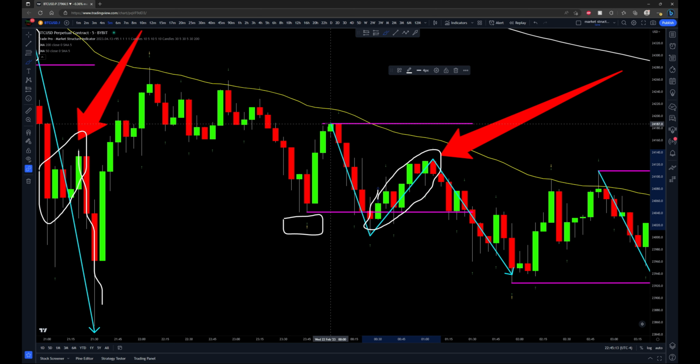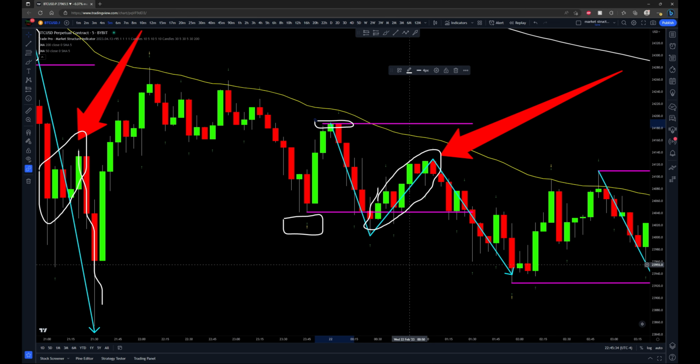So we get kind of this three-wave move is the pattern of this strategy. Push down, break structure, pullback or consolidation, shorting entry, looking for a follow through move. That's what we're looking for. And we're looking for the lower high compared to this high here, the high before the market structure break push down.